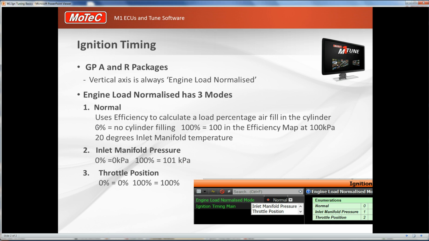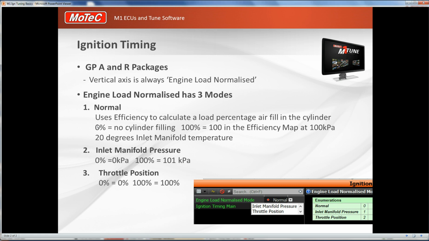So as an example, if we were at full throttle on a naturally aspirated engine and we had 100 kPa in the inlet manifold and we had an engine efficiency number of 100, so that's 100% efficient at 100 kPa, this would mean that the engine is inducing its cubic capacity per cycle. So if it was a 4-litre engine, we're saying at that point that it's moving 4 litres of air through itself per 720 degree cycle.